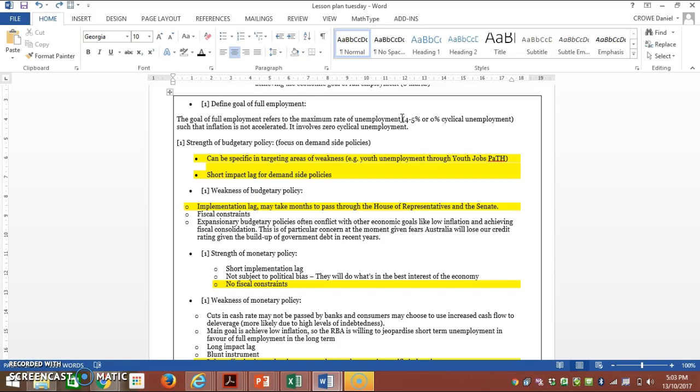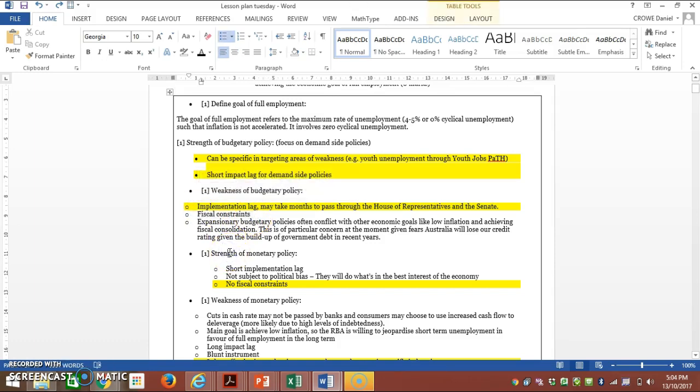In terms of weaknesses, the two things that I'd be focusing on is that one, there's an implementation lag, so it can take a long time to get through the House of Reps and the Senate, particularly things like infrastructure spending that has negative implications on people, perhaps through losing their property and things like that. There are also fiscal constraints at the moment because of the high level of government debt, which makes it hard for them to be expansionary and try and promote jobs. It can conflict with other goals, but there's probably not enough time to go through both of those. So they would be your main focuses for budgetary policy.